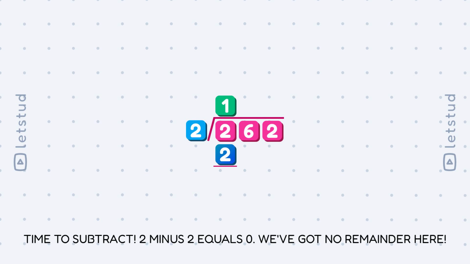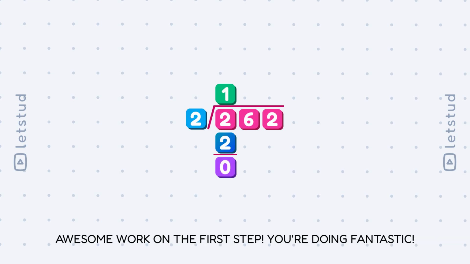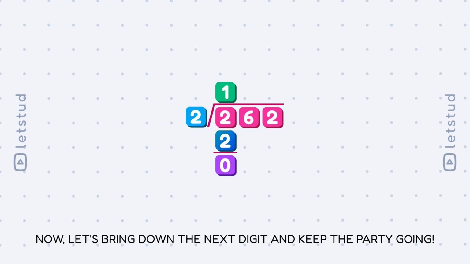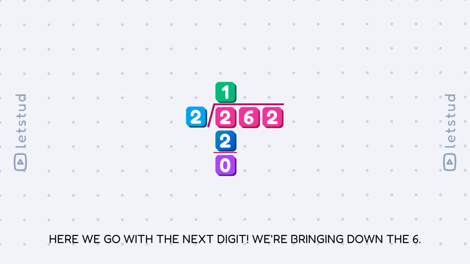Time to subtract. 2 minus 2 equals 0. We've got no remainder here. Awesome work on the first step. You're doing fantastic. Now, let's bring down the next digit and keep the party going. Here we go with the next digit.